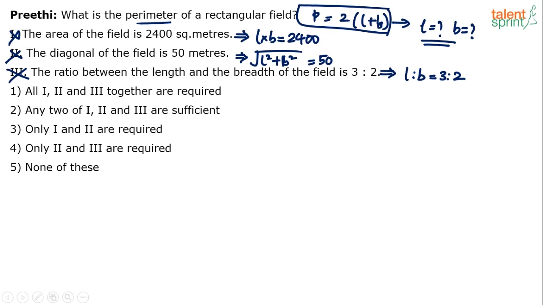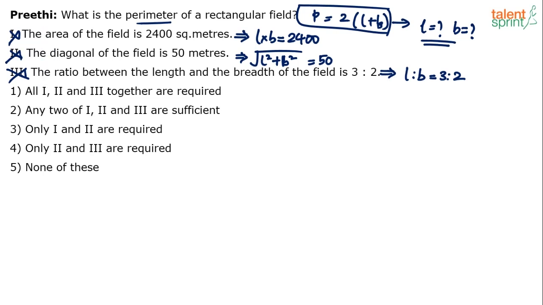So individual statements will not give you the answer, and now you'll have to go for combinations. Remember, if and only if the individual statements fail to give the answer, then you have to go for combinations. Combination of statements: statements 1 and 2, statements 2 and 3, statements 1 and 3, or maybe all the statements 1, 2 and 3.